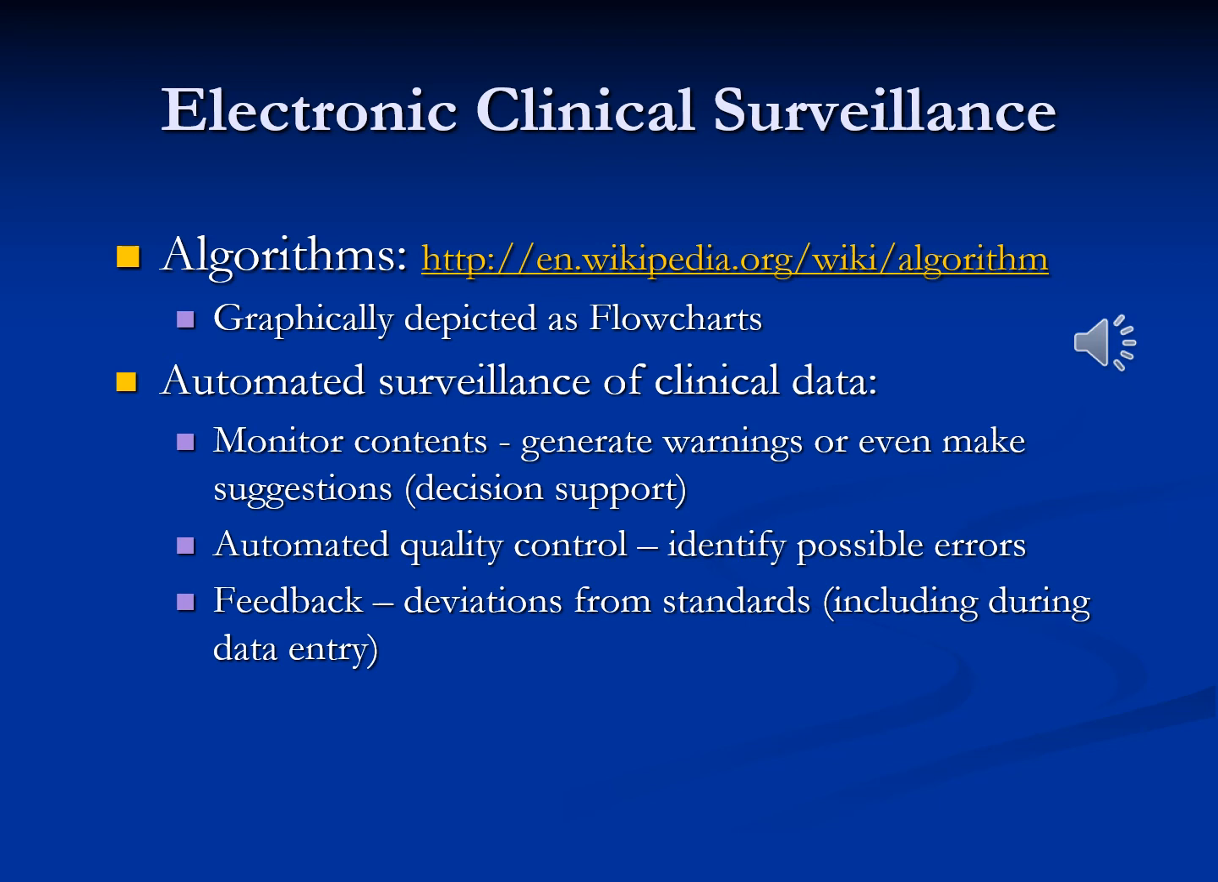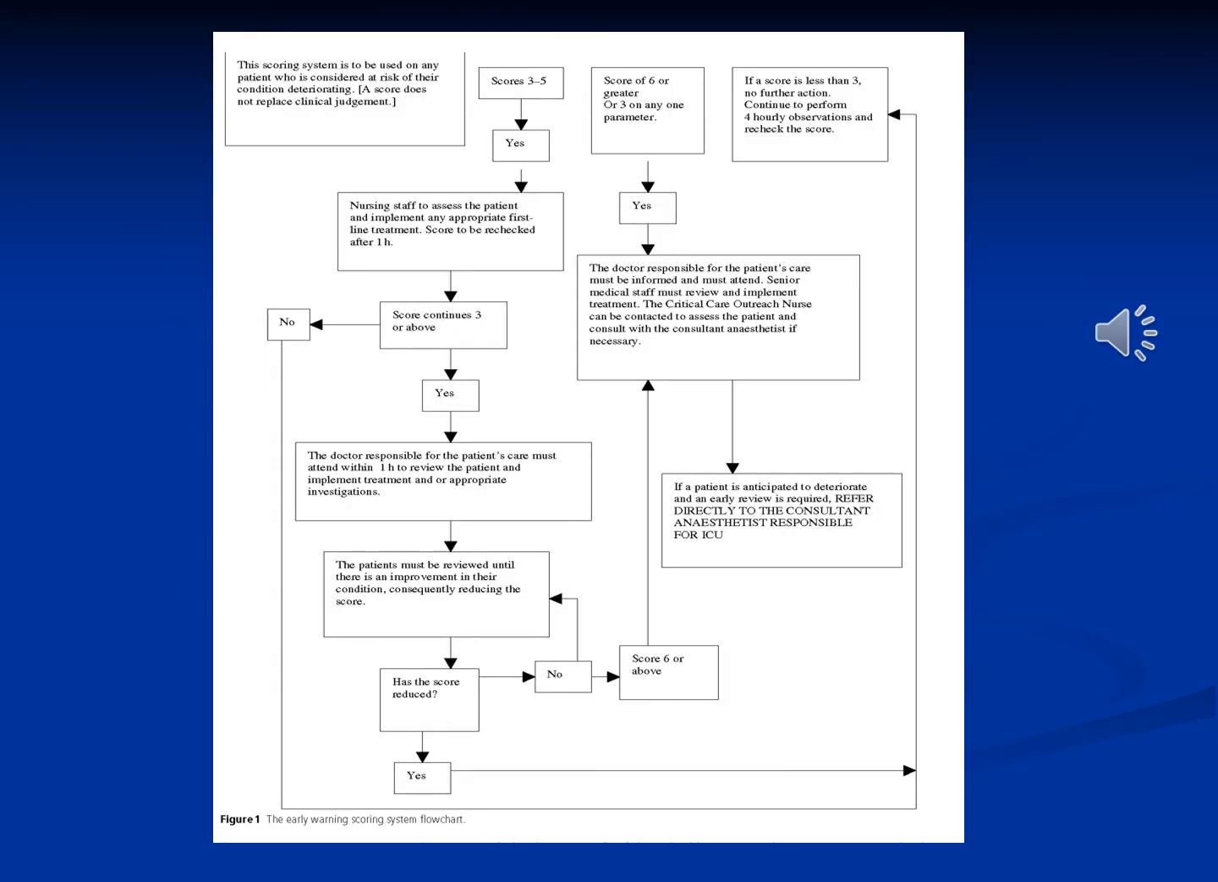It also can automate quality control. The surveillance will help pick up possible errors. And then it could be feedback, deviations from standards, which could include data entry. This is when you try to enter something and it won't let you. Well, it's because it can't read that, and it's going to make you enter it in a certain way so that it can be read. And the same could be you're entering the wrong information in a particular field, and it will recognize that and give you feedback.